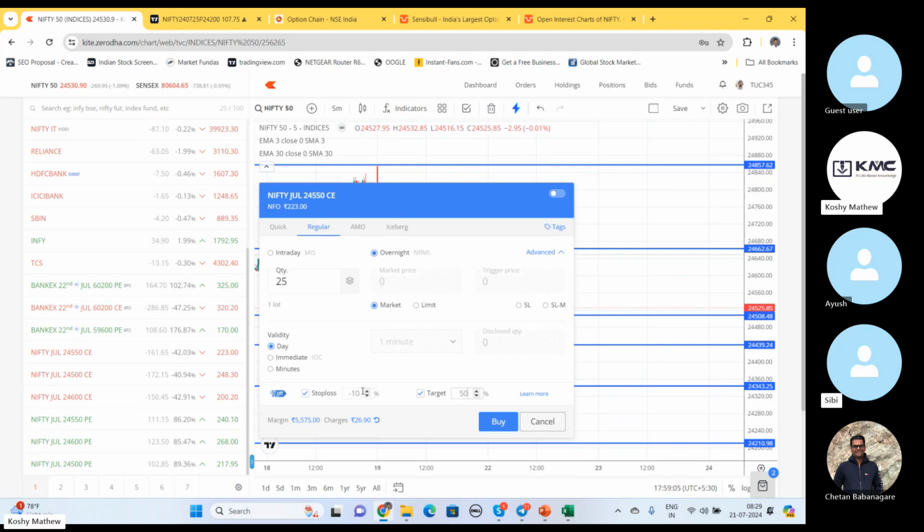On the safer side, sometimes you can put 20%, depending upon your risk appetite. If the market is too volatile, because now the budget is coming and the market is a little volatile, you can put your stop loss like minus 20% or minus 30%, depending upon your risk appetite. Profit you can put like 100%. Depending upon risk appetite, that's how you have to play. I hope I have answered your question. Yes, yes.